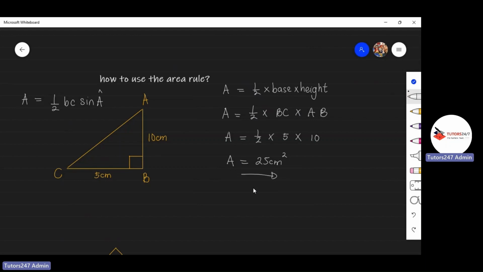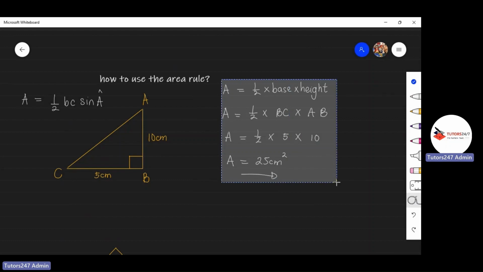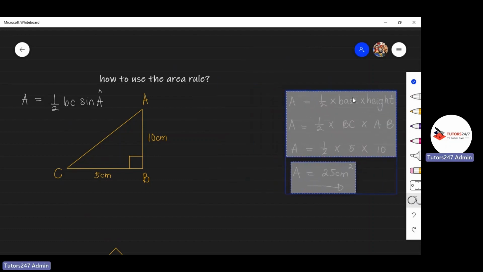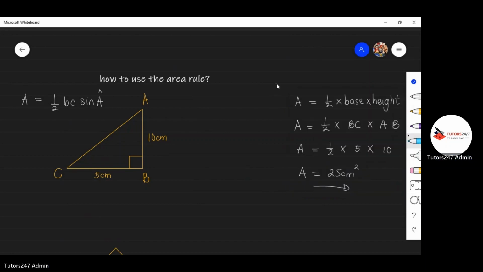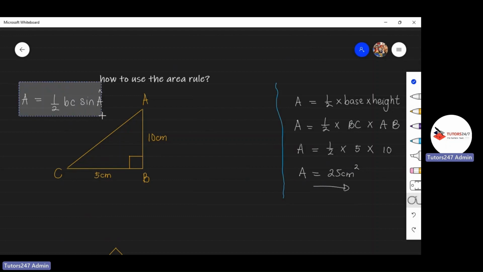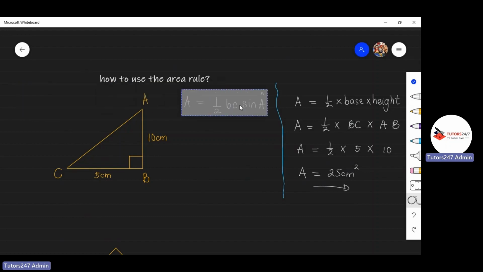Let us now see if we can get the exact same area value if we were to use our formula area equals a half BC sine of A. So we'll move that to the side. Okay, so our formula is area equals a half BC times sine of A.